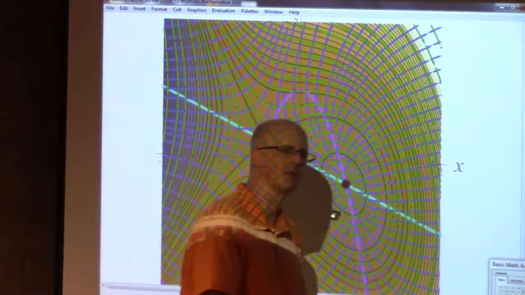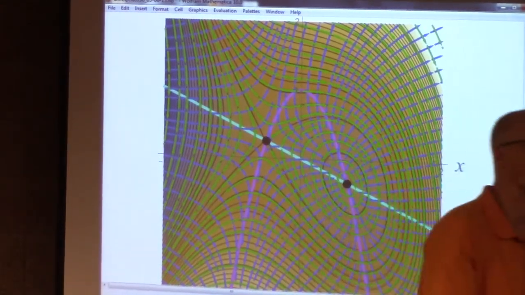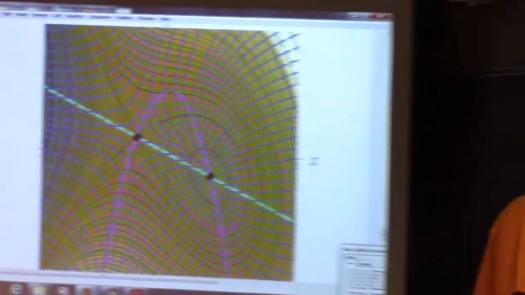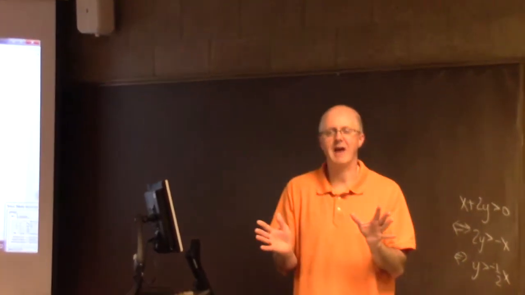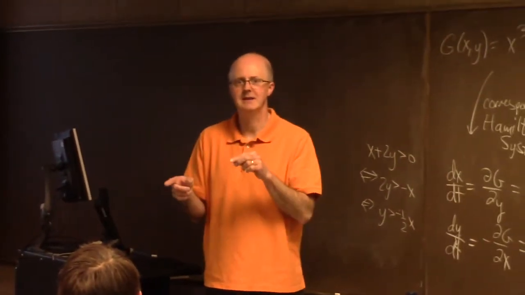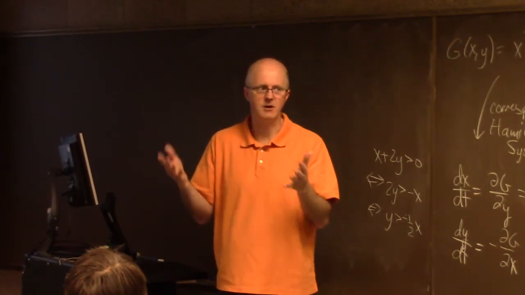The Hamiltonian one would be perhaps harder to draw by hand because effectively you'd be drawing the contour map. But again, you should be able to get a basic graph because you can get the equilibrium points right, and you can draw the nullclines.